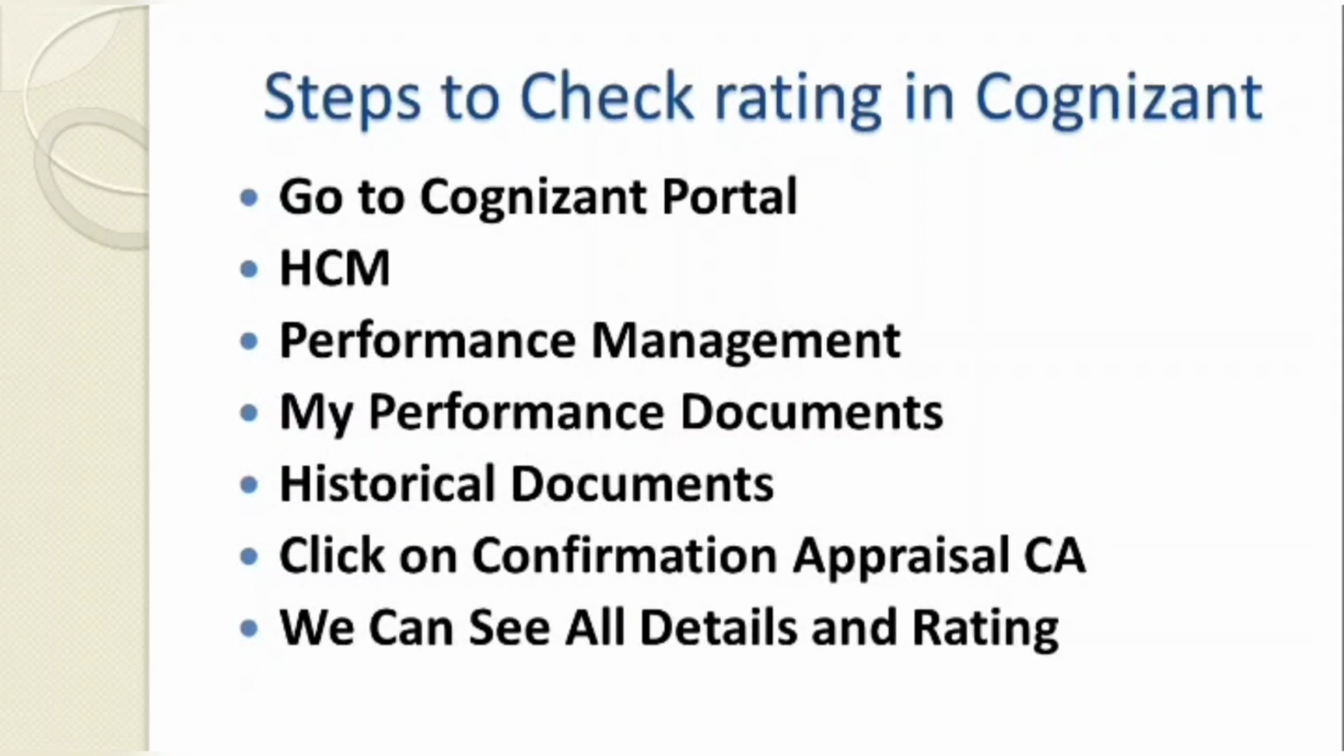In section 2, competency summary, the home manager will be giving the overall rating 3, 4, 5, 2, 1, like that, and a comment mentioning that he is eligible to get appraisal based on his performance, like that. So if you land on that page, you can see all the details that the home manager has given. So this is how you will check your rating in Cognizant.